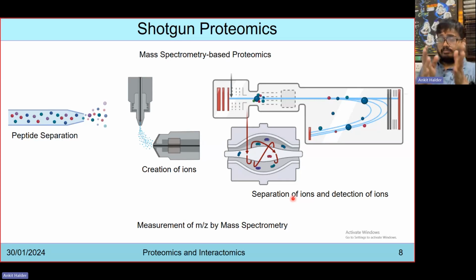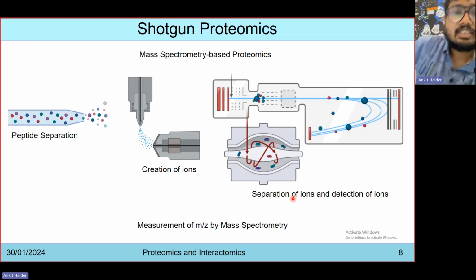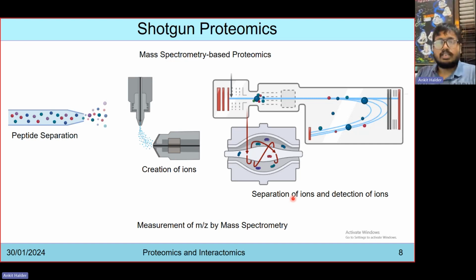This is a simple three-step procedure where peptides are analyzed, detected in a mass spectrometer, and finally, with the help of different algorithms, analysis techniques and software, we get to know which proteins are present and what their intensity levels are. The first step is peptide separation. For this, chromatography-based techniques are used.